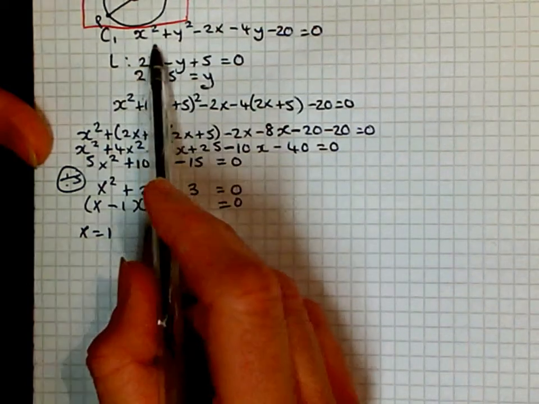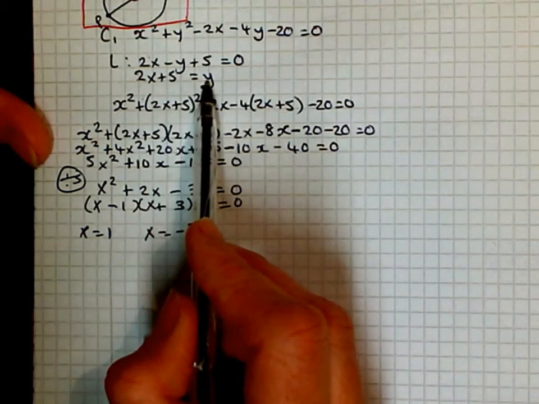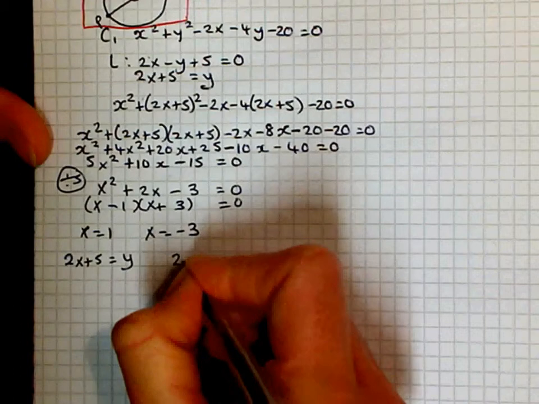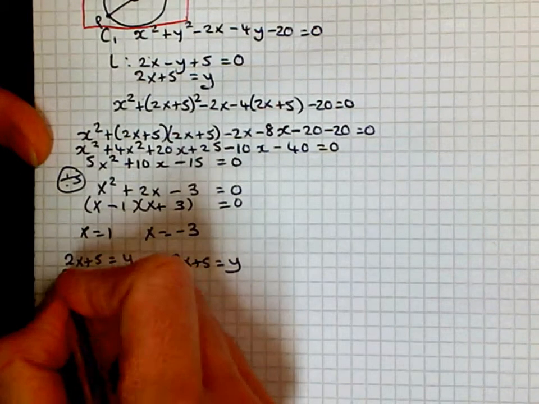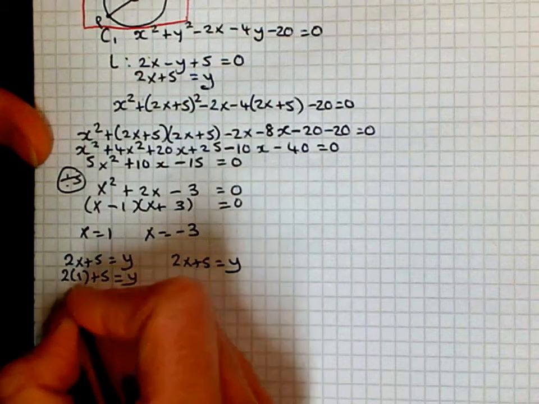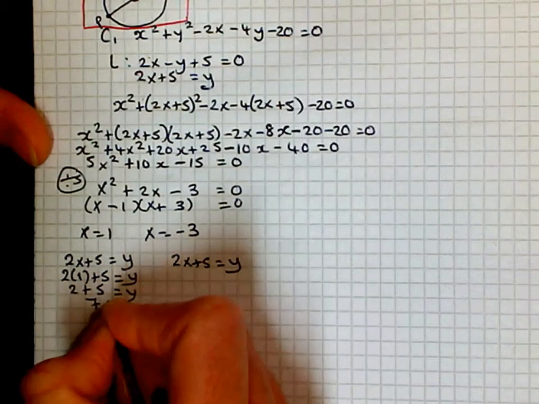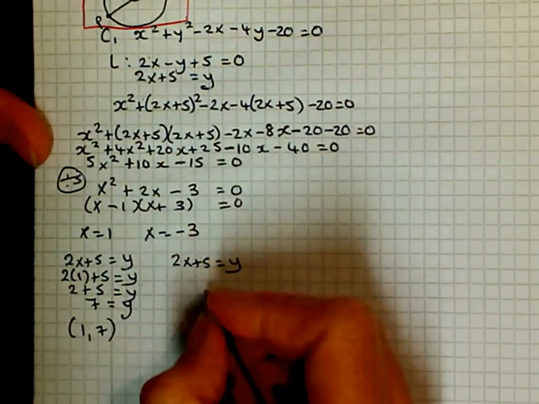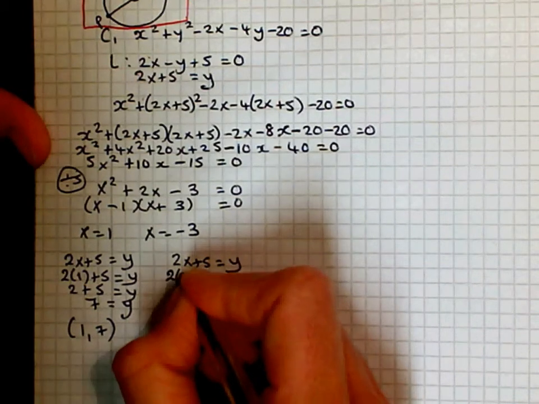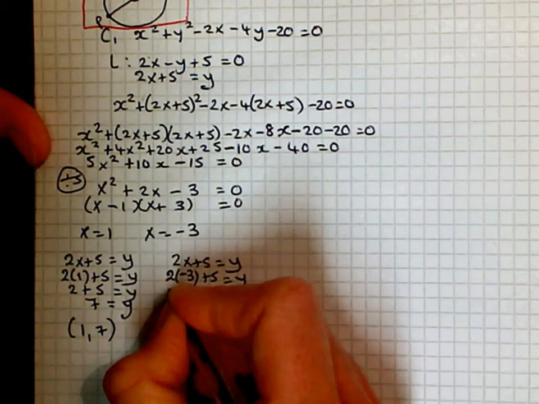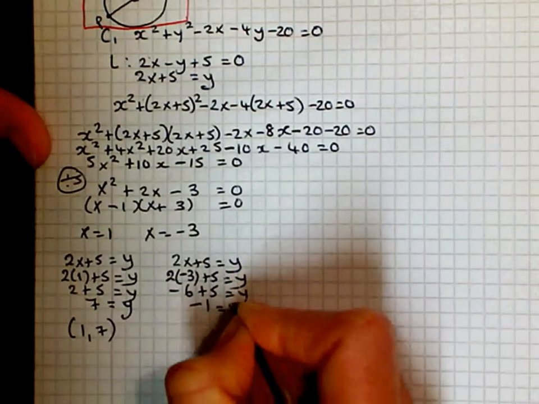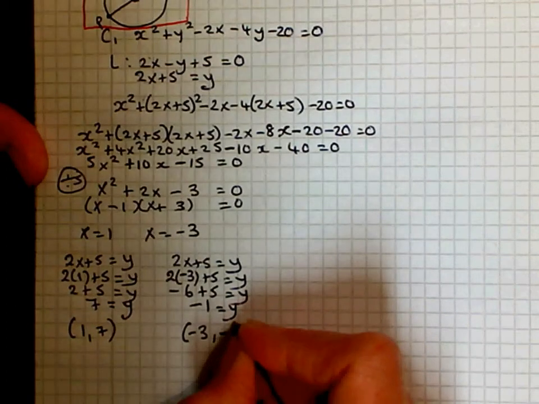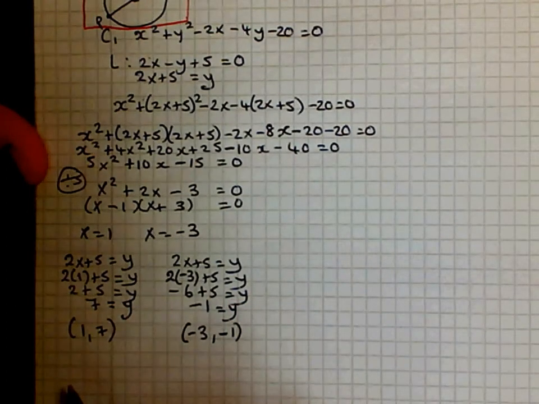So I'm just going to go back to right here. 2x plus 5 is equal to y, the easiest place to find your y value. Our x value is 1. 2 by 1 plus 5 is equal to y. So 2 plus 5 equals y. 7 is equal to y. So that first point is (1, 7). And the second one is 2 by minus 3 plus 5 is equal to y. So minus 6 plus 5 equals y. Minus 1 equals y. So the second point is (minus 3, minus 1). So now we have our point P and our point Q.